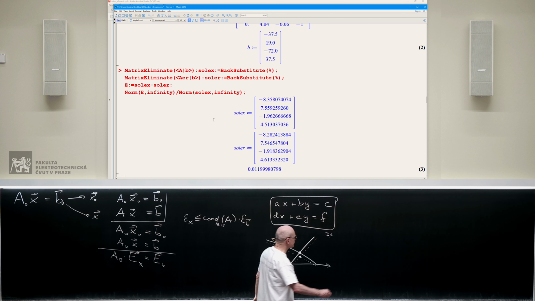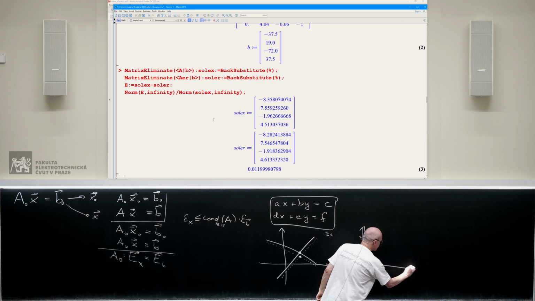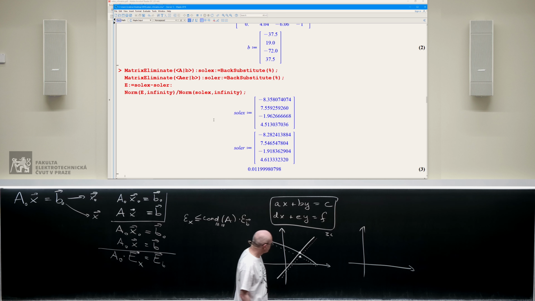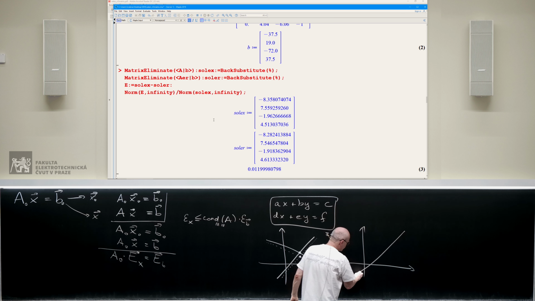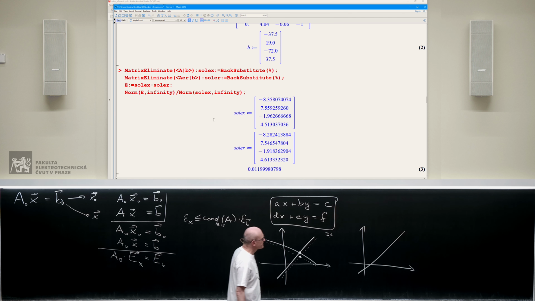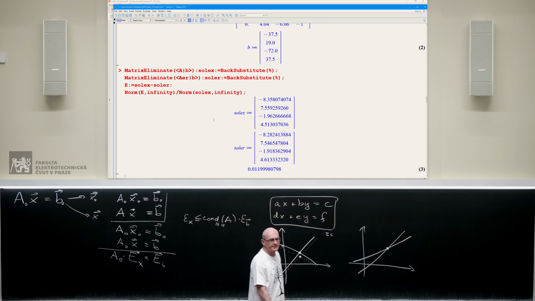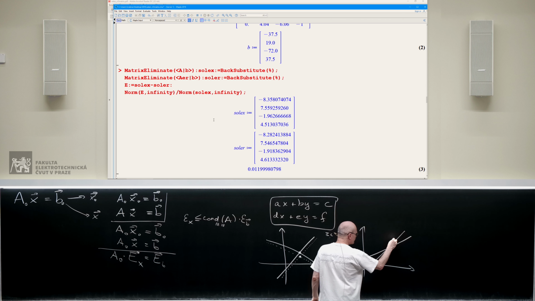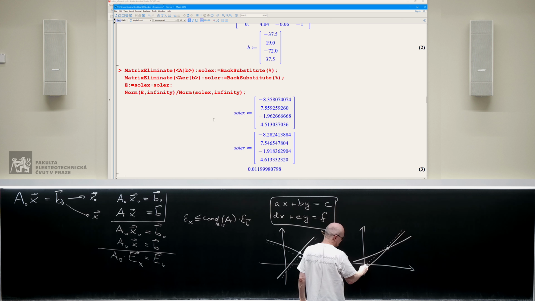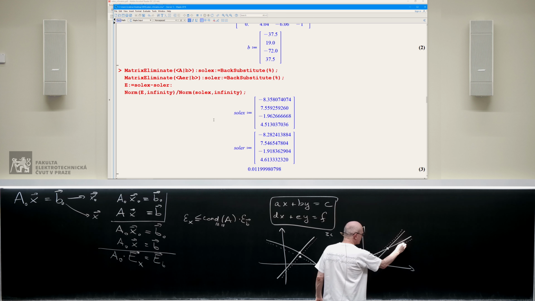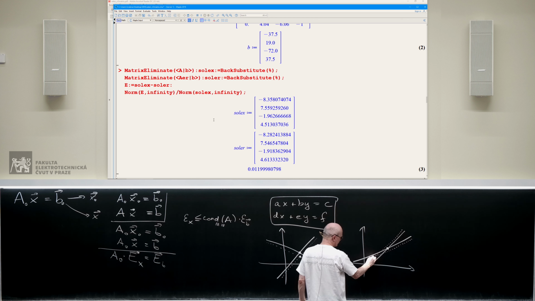Now, let's have a look at another system. I will try to place the first line closely or similarly to the previous example. Yeah, this looks good. Now let's have a look at the second one. Let's imagine that it goes like that. Here is the actual solution. And I'm going to make the same error as before, this large. So this line moves a little bit. And also this line moves a little bit. And the new solution is here.